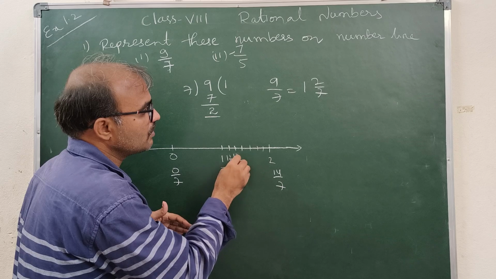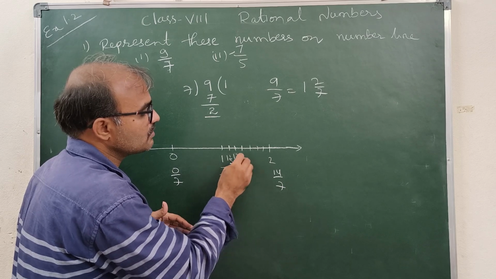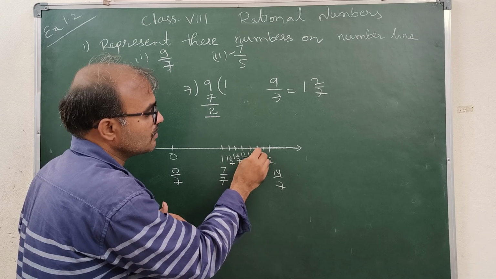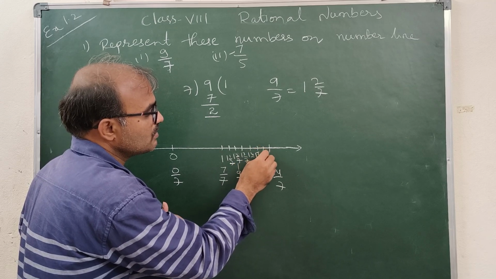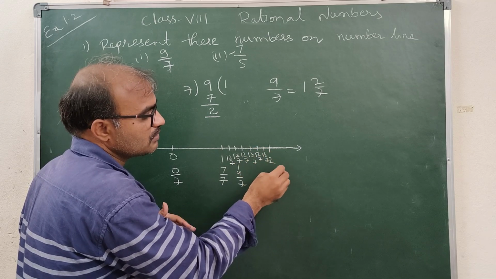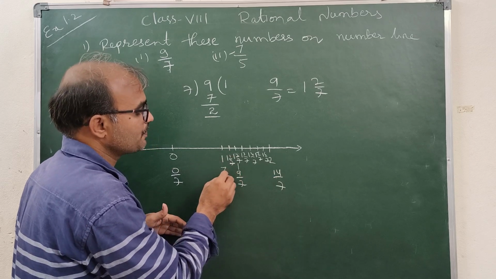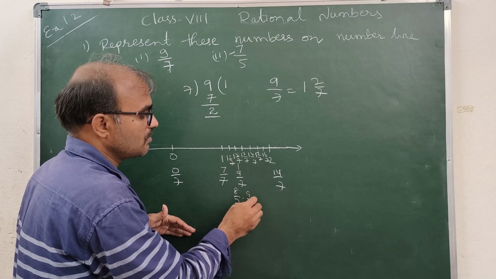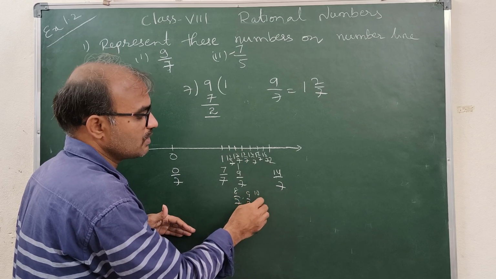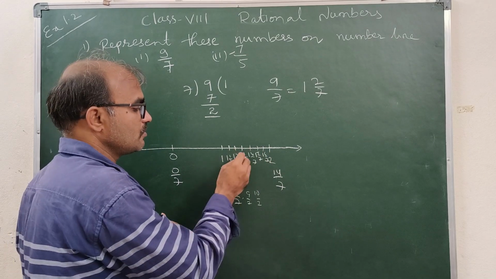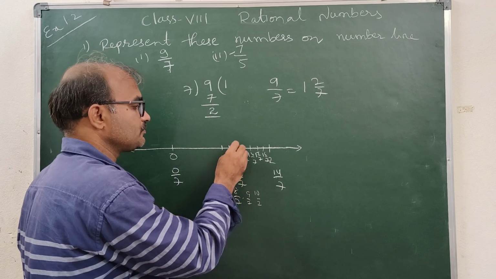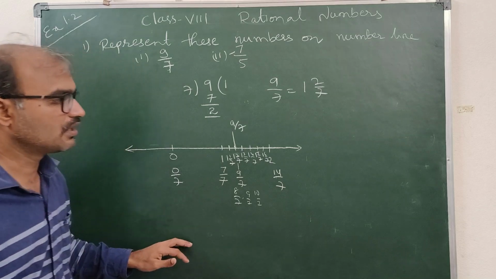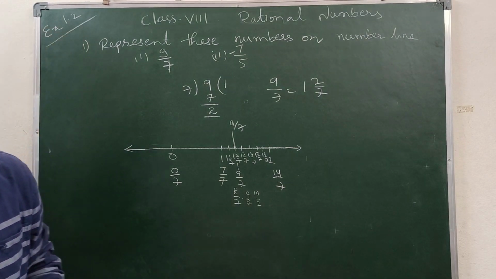So this is what we located, 9 sevenths. This will be 1 whole 3 sevenths, 1 whole 4 sevenths, 1 whole 5 sevenths, 1 whole 6 sevenths. Or else you can write it as 7 by 7, 8 by 7, 9 by 7, 10 by 7. You can write in that way also. So you write here this number is 9 sevenths. In that way we have to locate the number.